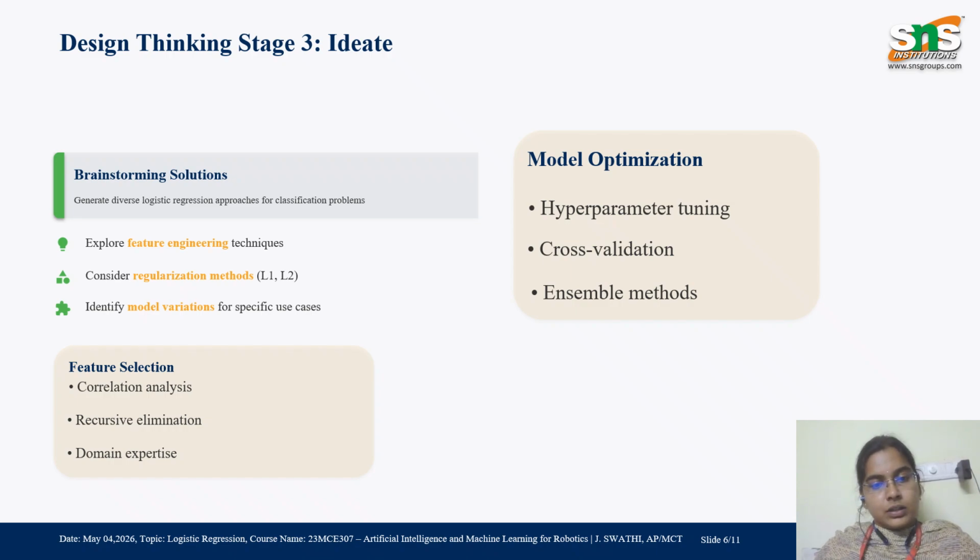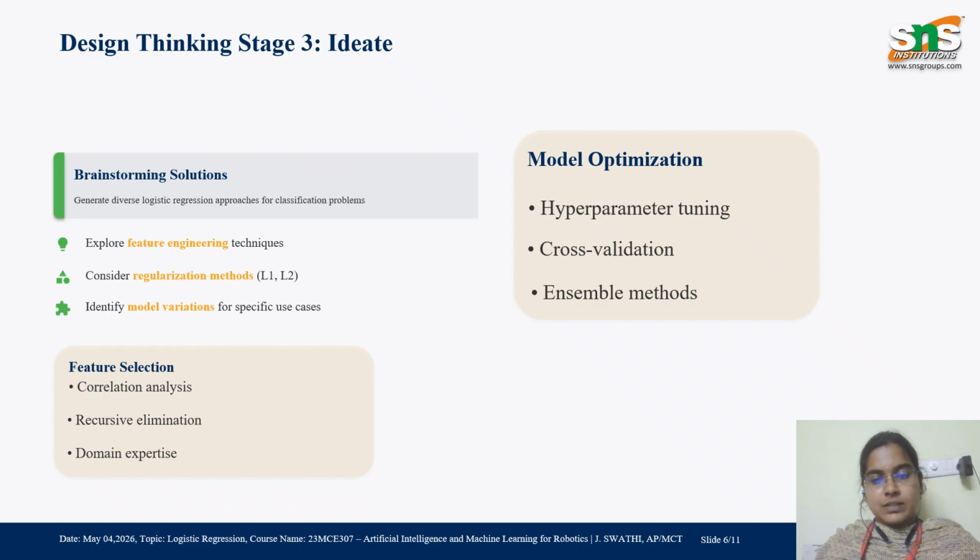So we have types of logistic regression techniques also, like binomial, multinomial, and ordinal. Binomial is for two possible outcomes, either yes or no, that is pass or fail, etc. Multinomial is for three or more unordered categories, like identifying whether it is a cat, dog, or bird. Ordinal is for categories which have a natural ranking, that is low, medium, high, etc.